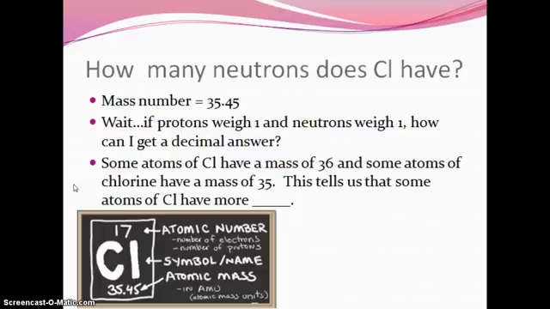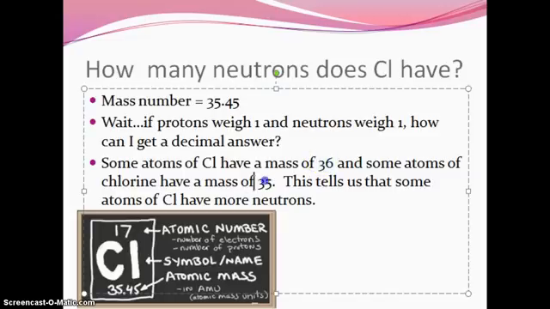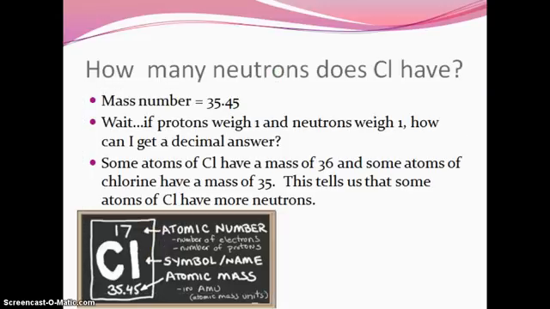This tells us that some atoms of chlorine have more what? More neutrons, because the only thing that makes up the mass is the protons and the neutrons, because electrons weigh 0 AMU. So if we're talking about the mass, it's the total protons and total neutrons. So if some of the chlorines are heavier than other chlorines, that means some of them have more neutrons, because every single atom of chlorine will always have 17 what? Protons. Starts out with 17 electrons, but that can change.